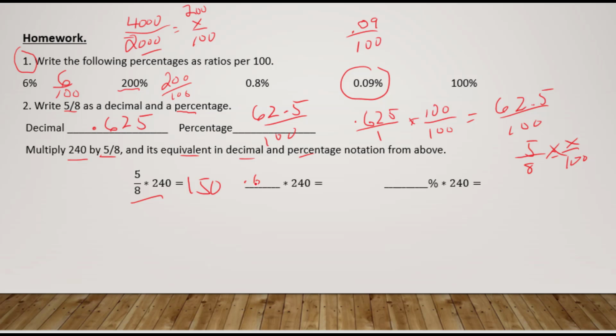So 0.625 times 240 is 150. And 62.5%, which means 62.5 over 100, times 240, you better get 150. You're not multiplying by 62.5. That would be ridiculous. You're multiplying by this.